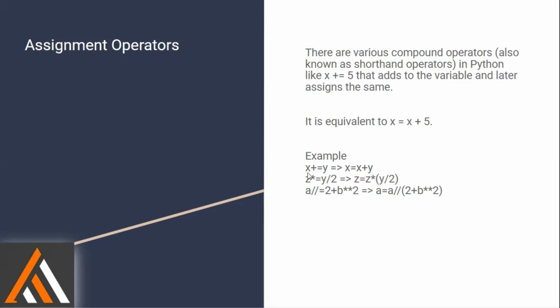You can have an example like x plus equal to y. This is a shorthand expression where the full form is x is equal to x plus y. A little more complex: z multiply equal to y divided by 2. The full form of this is z is equal to z multiplied by y divided by 2. Similarly, a floor division equal to 2 plus b exponent of 2, where a is equal to a floor divided by 2 plus b exponent of 2.